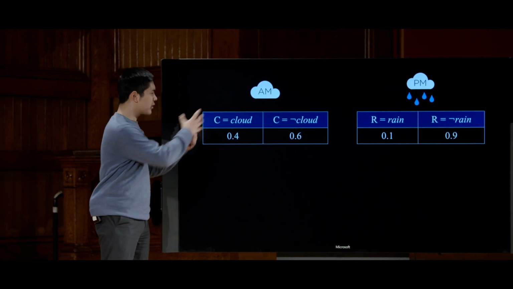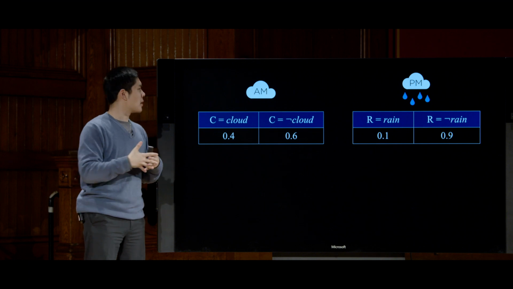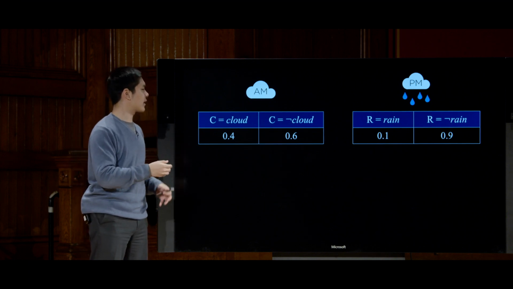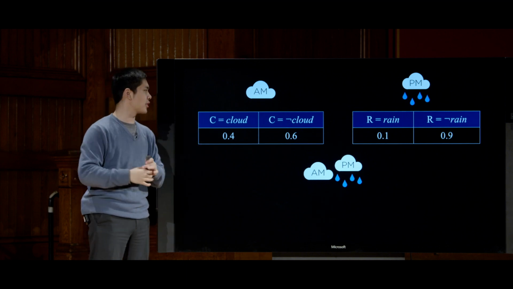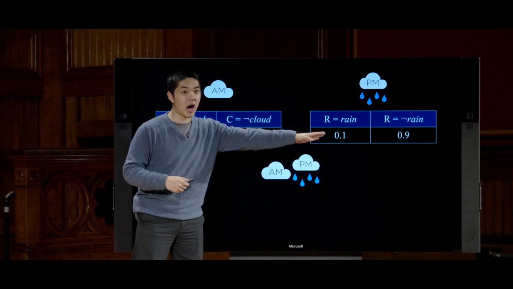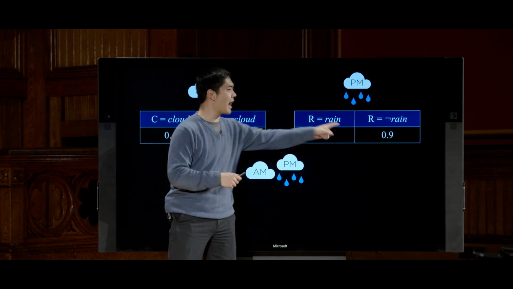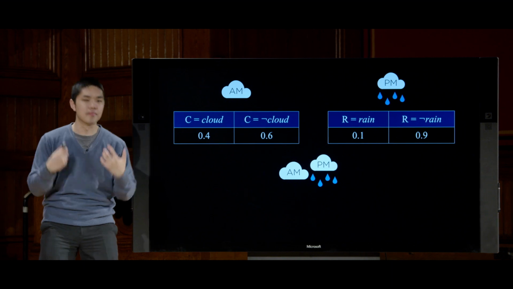And using just these two pieces of information, I don't actually have a whole lot of information about how these two variables relate to each other. But I could if I had access to their joint probability, meaning for every combination of these two things: morning cloudy and afternoon rain, morning cloudy and afternoon not rain, morning not cloudy and afternoon rain, and morning not cloudy and afternoon not raining. If I had access to values for each of those four, I'd have more information.